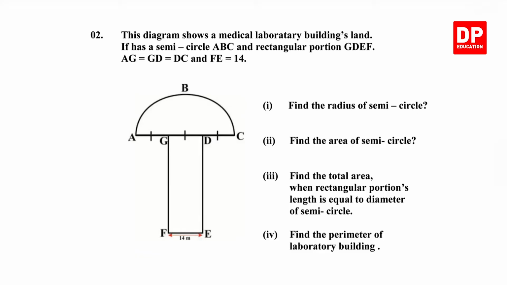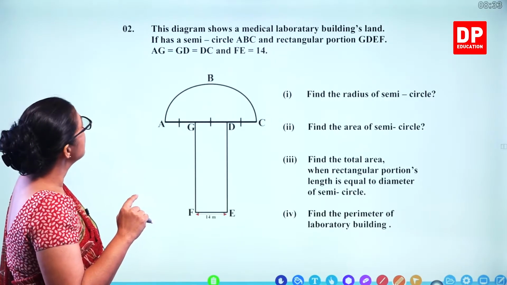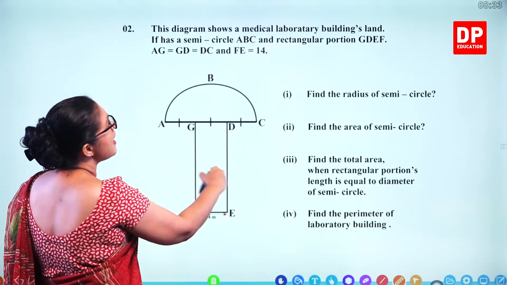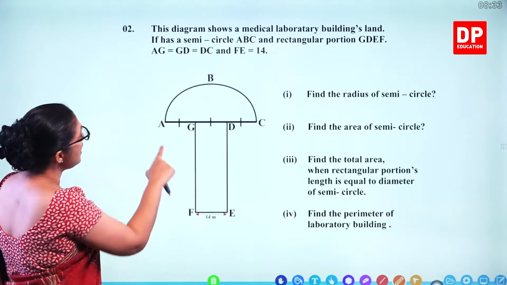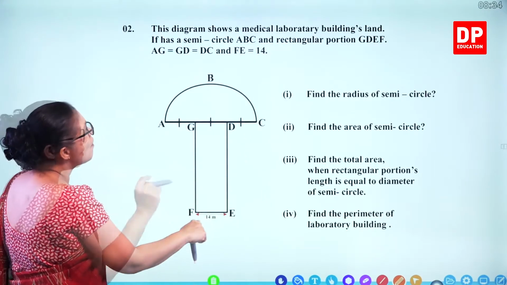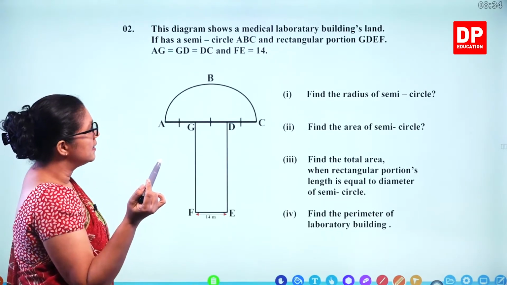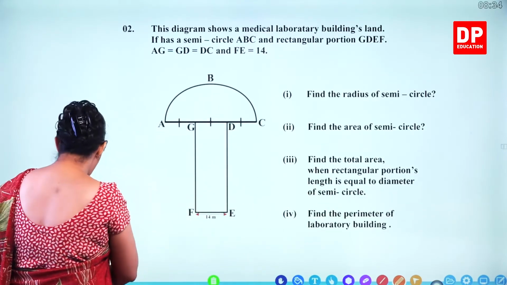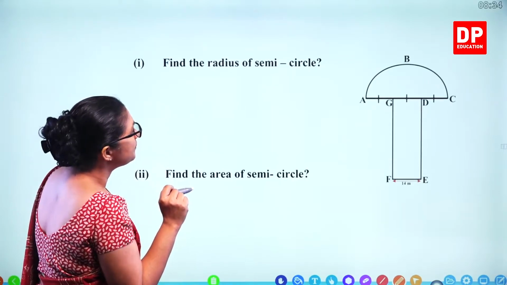Let's take question number 2. This diagram shows a medical laboratory building's land. It has a semicircle ABC and the rectangular portion GDEF. AG is equal to GD equals DC and FE is given as 14 meters. Find the radius of the semicircle. So we can easily find out these values. So 4 parts are there. We'll do it separately. Find the radius of the semicircle.